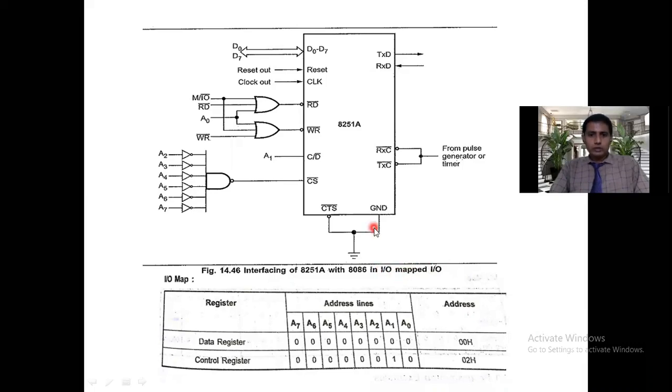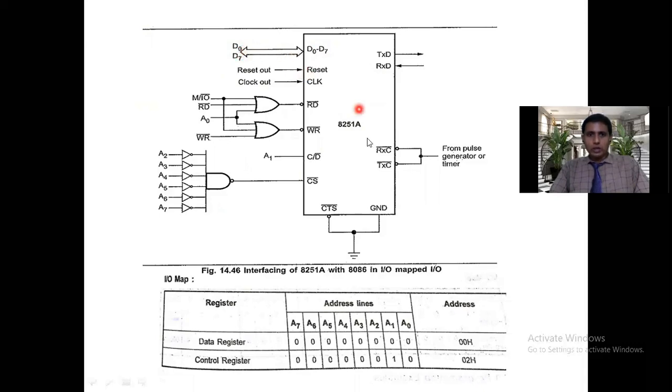Now let us see here. This is the diagram. Based on that, we can understand how 8086 is interfacing with 8251. This is 8251, and all these signals are coming from 8086. Now let us see a few points first. 8251 has 8 data lines, D0 to D7. These 8 data lines are bidirectional, and they are connected to the data bus.